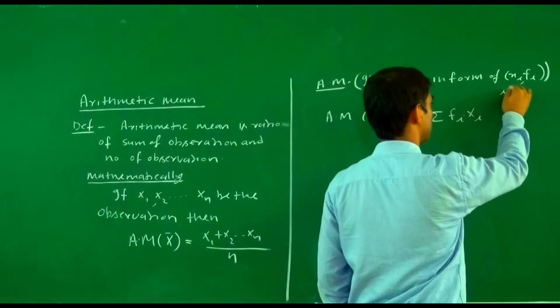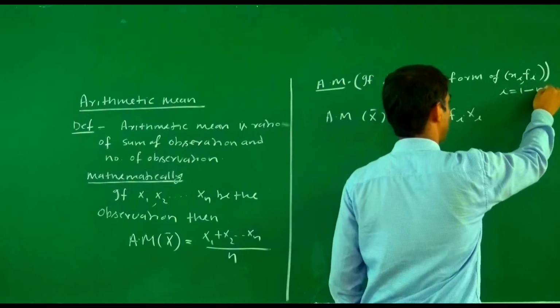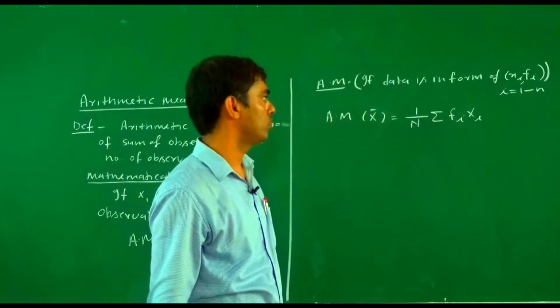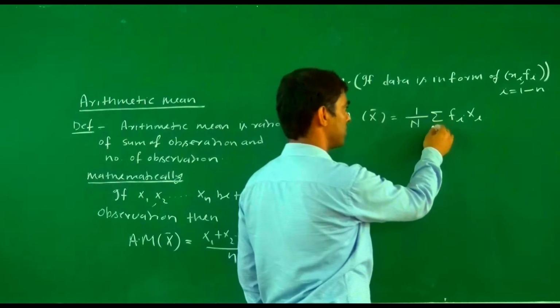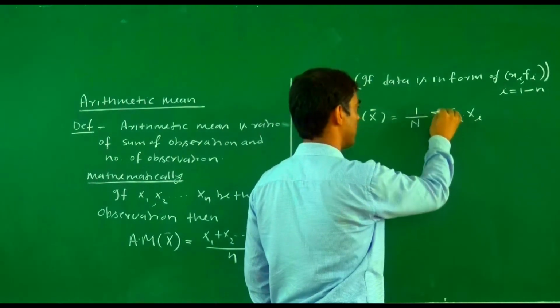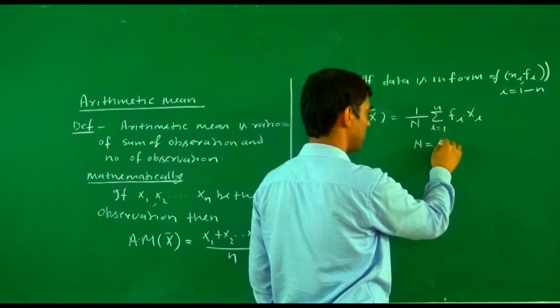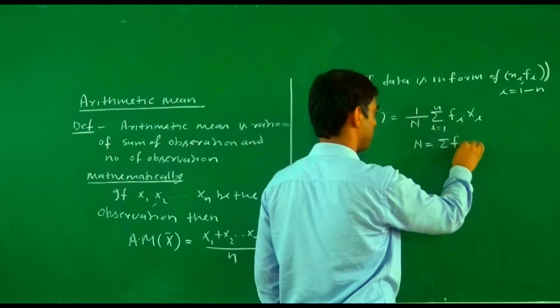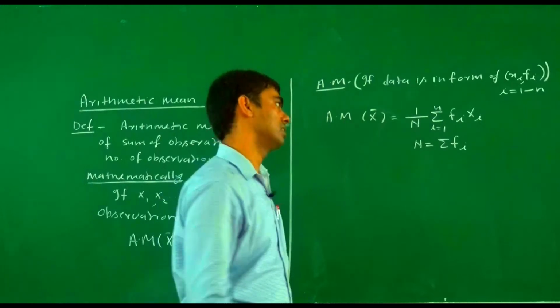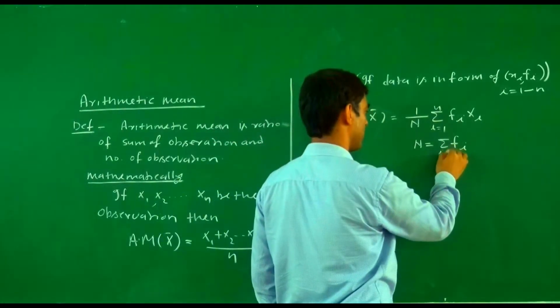Here i ranges from what? i ranges from 1 to n. So here this summation also ranges from i equal 1 to n, where capital N is what? Capital N equals the summation of fi, the sum of all the frequencies, i equal 1 to n.